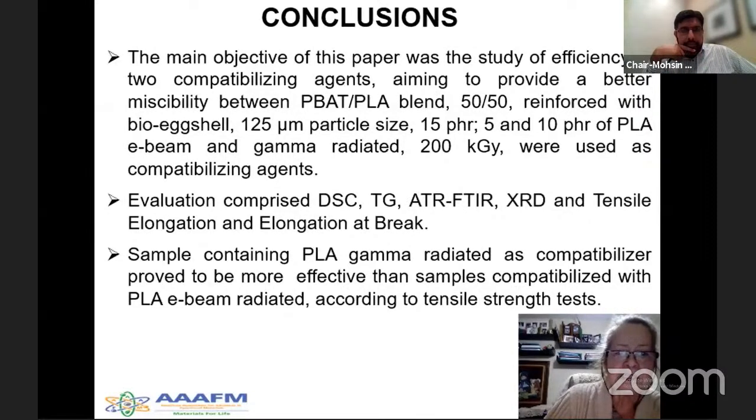Samples containing PLA gamma irradiated as compatibilizer proved to be more effective than samples containing PLA E-beam irradiated, according to mechanics, according to tensile strength.